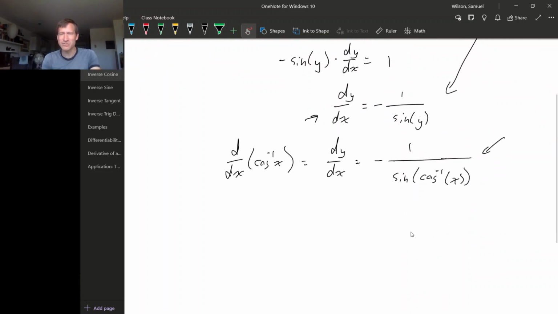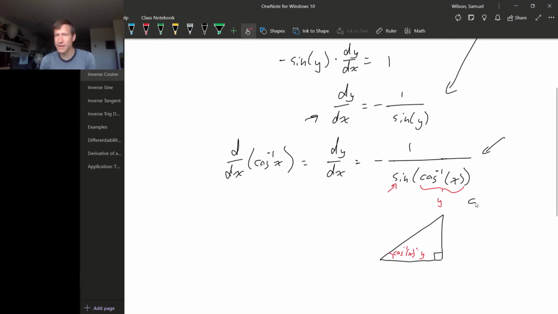So to simplify this, what we're going to do is draw a right triangle, and we're going to label sides according to how this expression is set up. So this inverse cosine of x, we're putting it into a trig function, so that means it's acting like an angle. So in a right triangle, that would be right here. So here's inverse cosine of x, or, right, we call this y. So that's y.